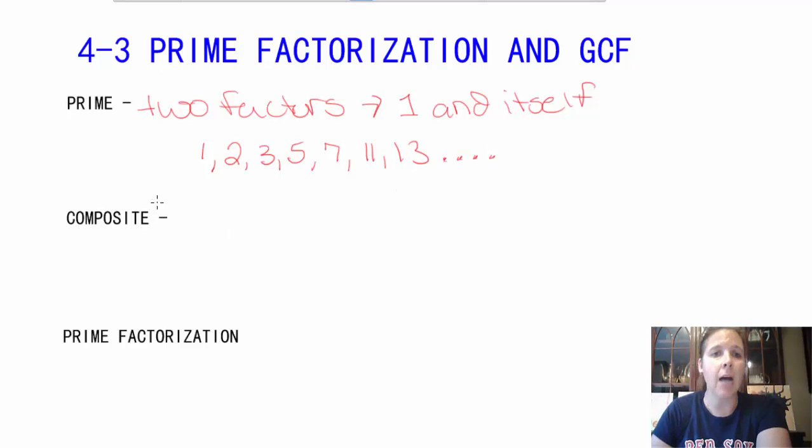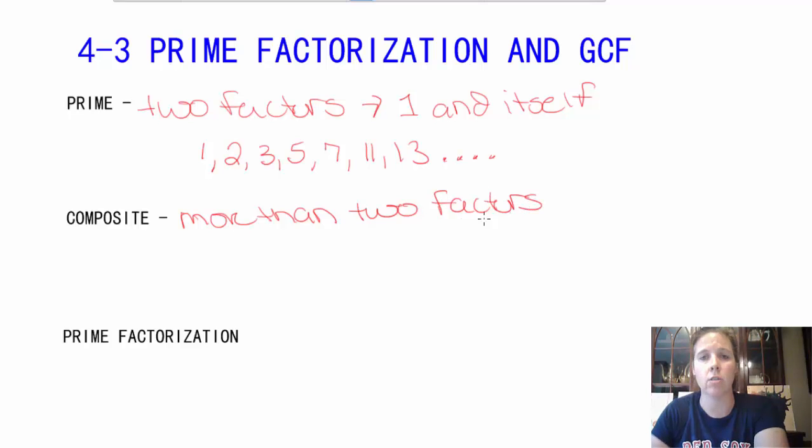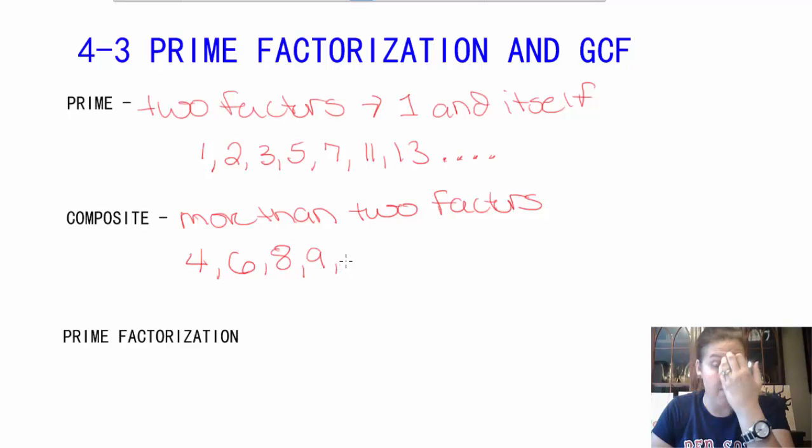Okay? Composite are numbers that have more than two factors. So if it's not a prime, then it's composite, more than two factors. So that could be for any other even number, 8, 9, and so on. There's obviously a lot of those.